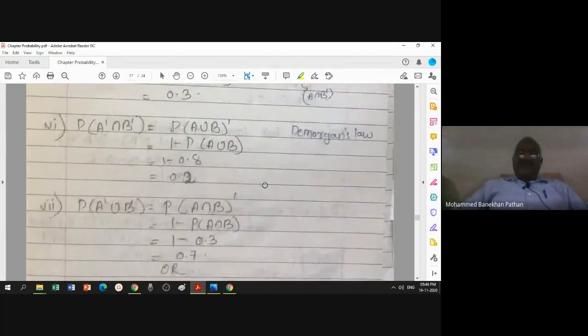Next calculation is the probability of A dash intersection B dash, out of A and out of B. I write this by using De Morgan's law. This is De Morgan's law.